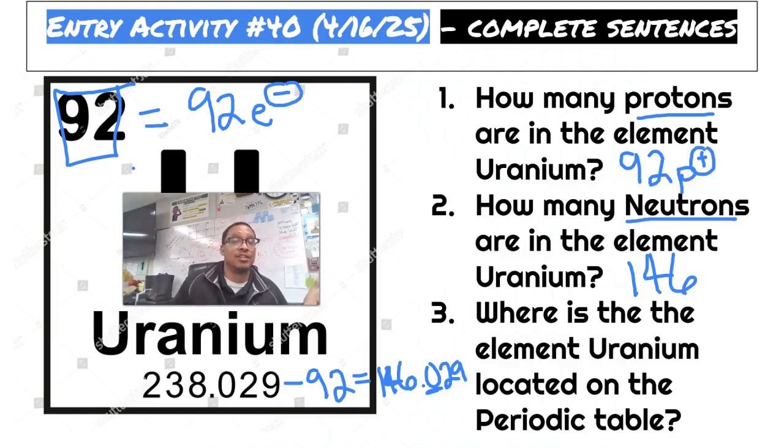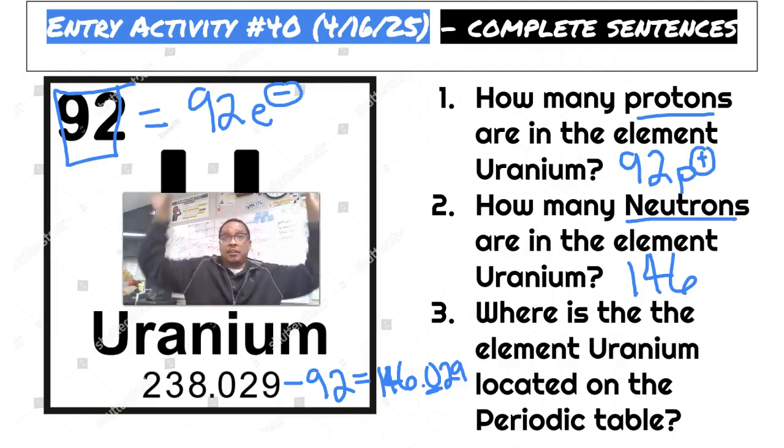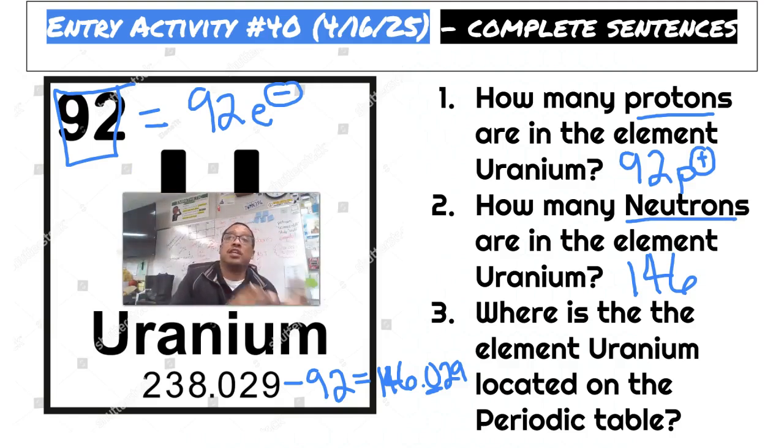This is exactly what you'll see on the test. I could just put any element here and expect you to do these calculations. And this is how you can figure out protons, electrons, and neutrons for, again, a neutral atom, okay?